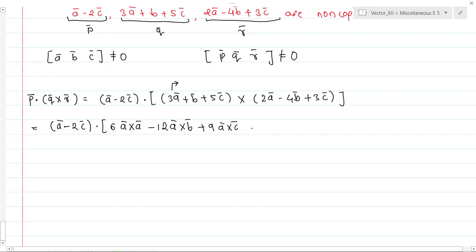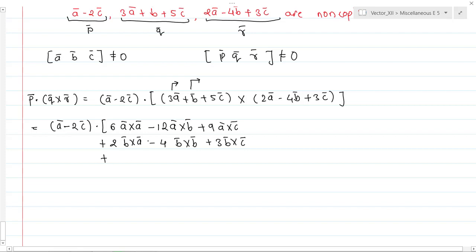Next term is B. If you don't want to write on this same line, you can come to this side also. It will be good for understanding the simplification. So B bar into 2A bar will be 2 into B bar cross A bar. Don't change the order, first B and then A, so keep the order as it is. Next we have minus 4 into B bar cross B bar and plus 3 into B bar cross C bar.